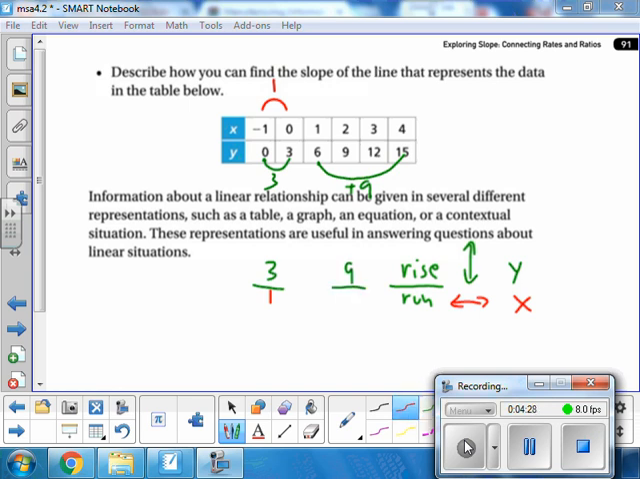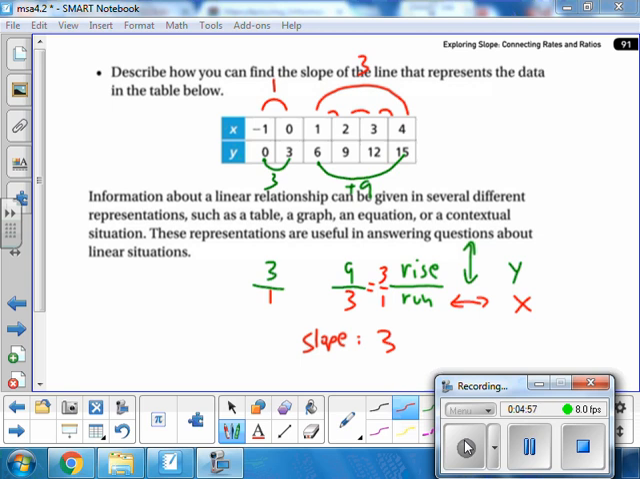And then let's talk about the run. I gotta use the same coordinates. So from 1 to 4, it changes 3. Okay, notice that it's 1, and then 1 to 2, 3 to 4. So it runs 3, so I'm gonna put a 3. And 9/3 reduces down to 3 over 1. So we could say the slope of this line is 3, because 3 over 1 equals 3. And notice it is positive in value.